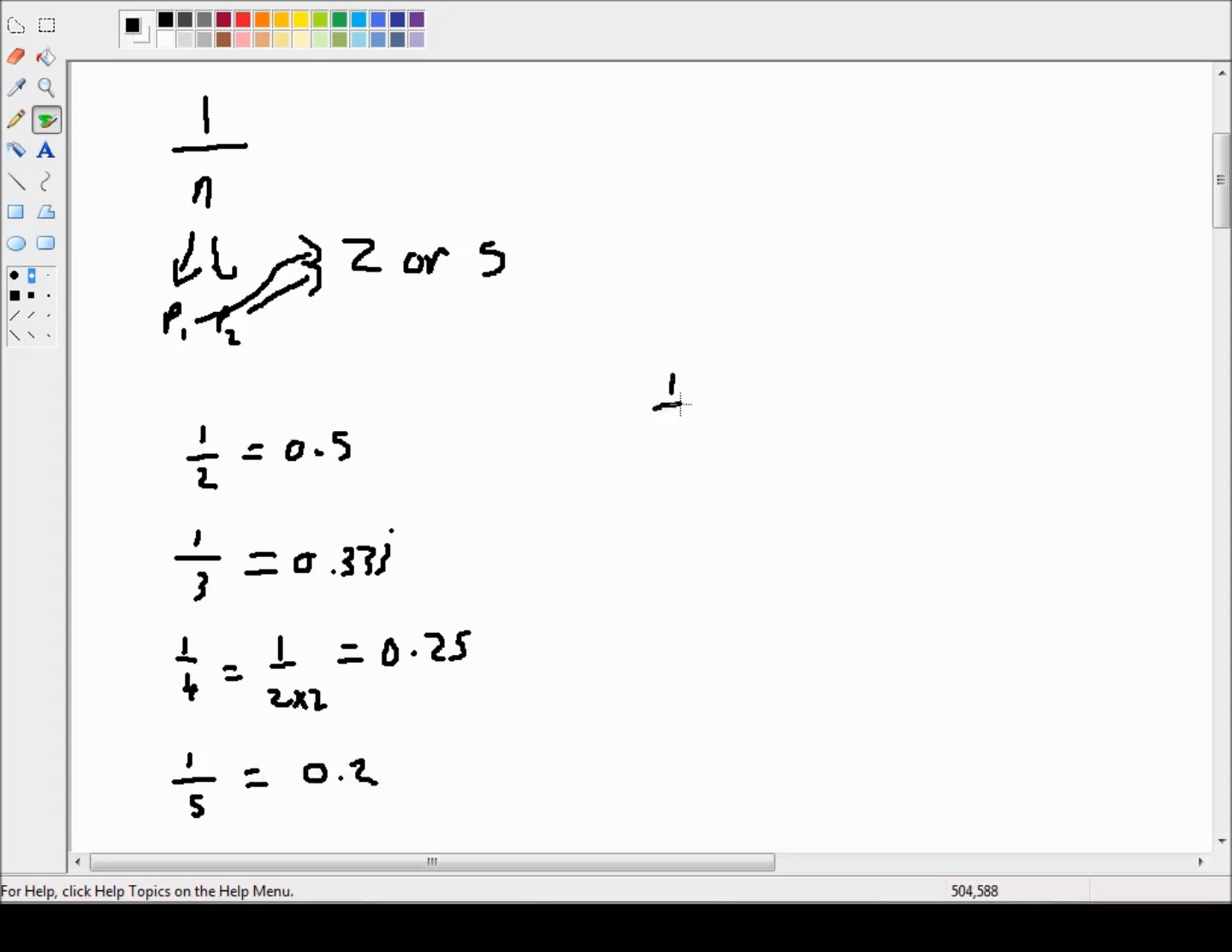So what about 1 over 6? Well, 1 over 6 is equal to 1 over 2 times 3. And the 3 means that it will recur, because it's not only got 2s or 5s on the denominator. So this is actually a recurring decimal. It's 0.1666666, where the 6 is recurring. So what about 1 over 7? Well, 7 is a prime number, not 2, not 5, so this is going to be a recurring decimal. This is actually equal to 0.142857. And all of those numbers recur.